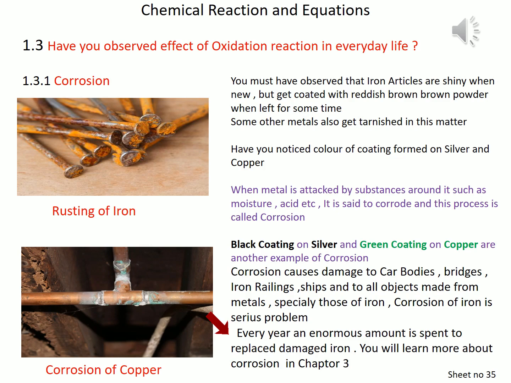See here, rusting, you know what exactly rusting or corrosion is. This process cannot be completely avoided, but we can slow the speed of this reaction. We can apply different coatings, we can apply different colors, or we can do some other processing so that corrosion becomes a very slow process.